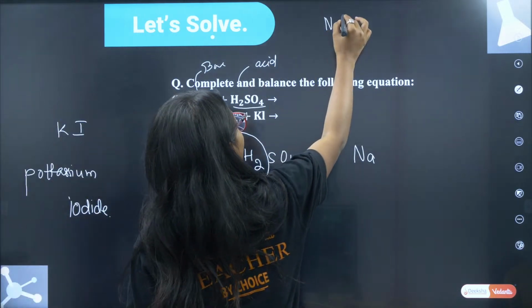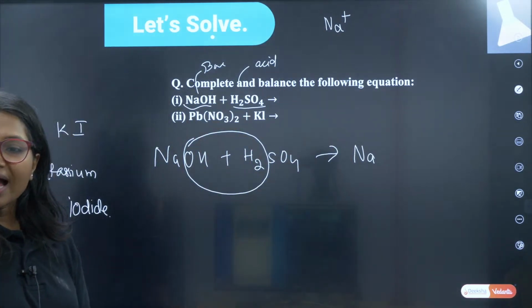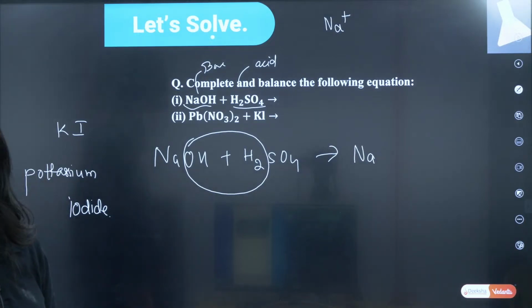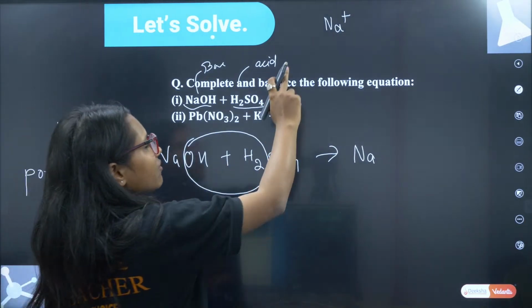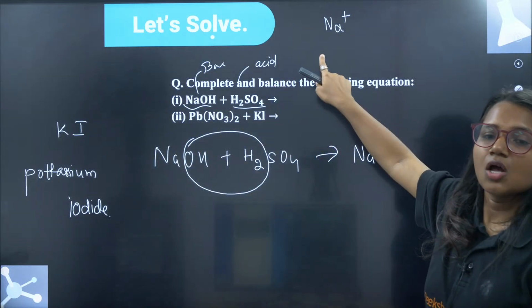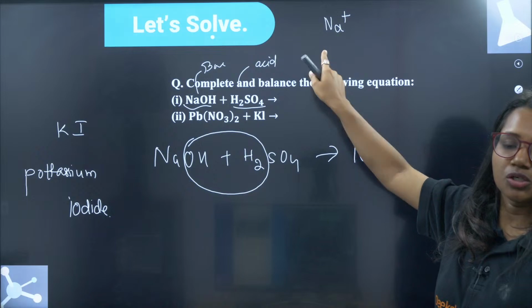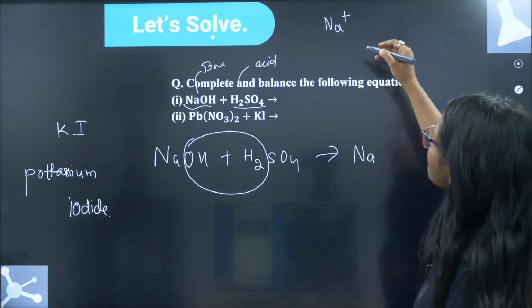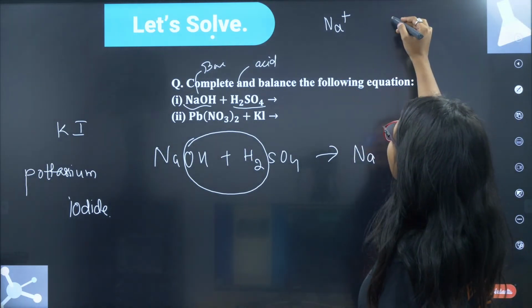Sodium here is +1. Sodium, potassium, very good Vaishnavi. Sodium, potassium, they will have +1 charge. Write down these ions so that you will remember the charge. Okay? Yes. Sodium and sulfate.